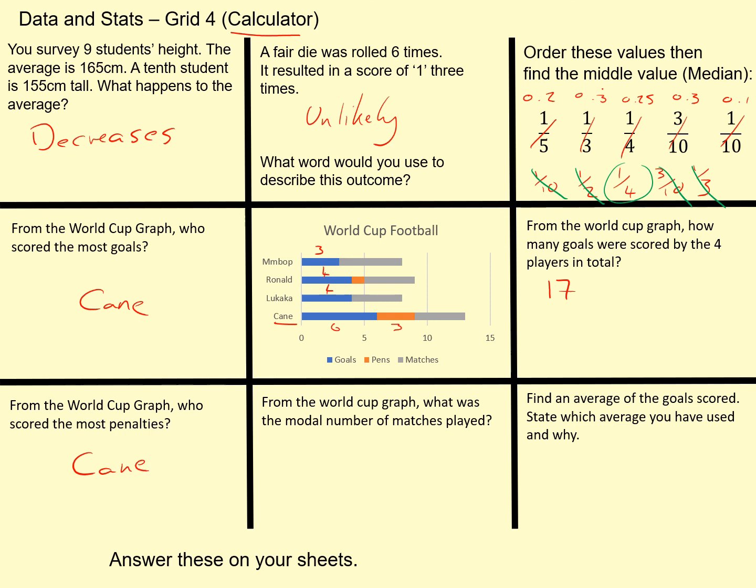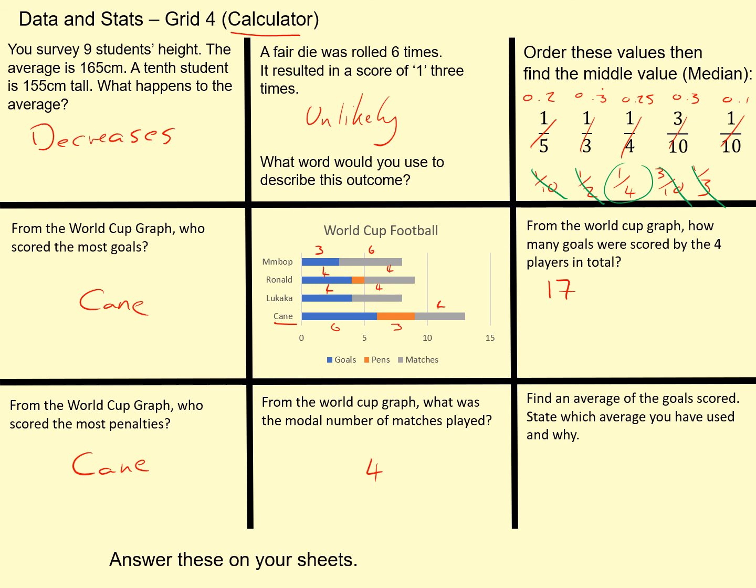From the World Cup graph, what was the modal number of matches played? Well, the matches played in grey, and it looks like we've got 6 for that, 4 for that, 4 for that, and I read that to be 4 as well. So I would say 4 for the matches played.